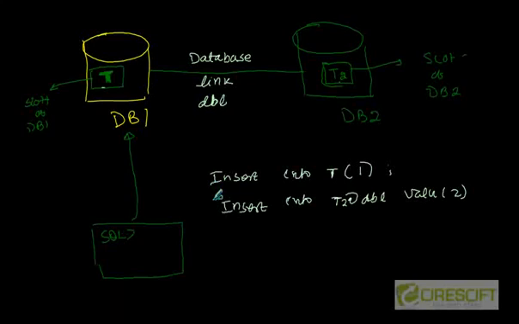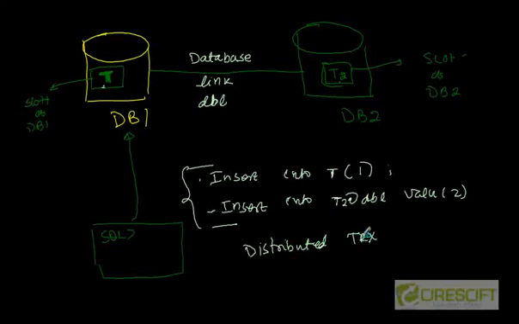Now, if I write these two statements, let's say this is a transaction. In this transaction, the first insert happens in db1, and the second insert actually happens in db2. That means this transaction is distributed over two databases in our case. Therefore, this is called a distributed transaction.